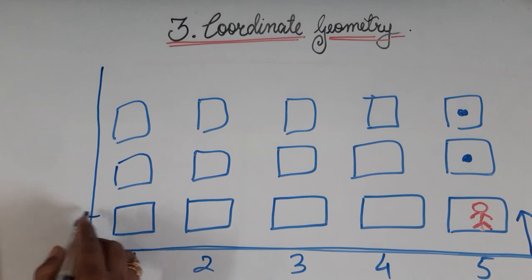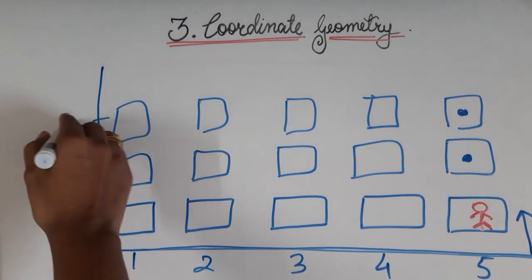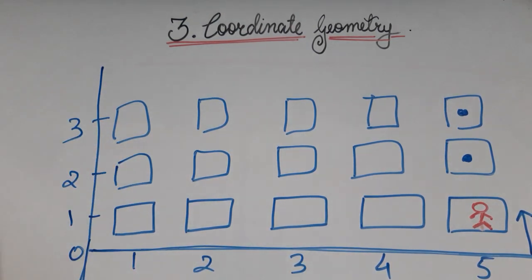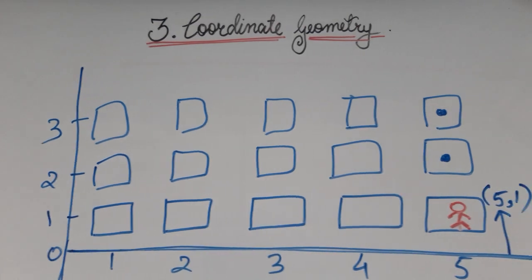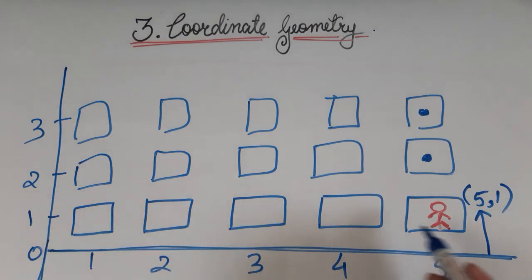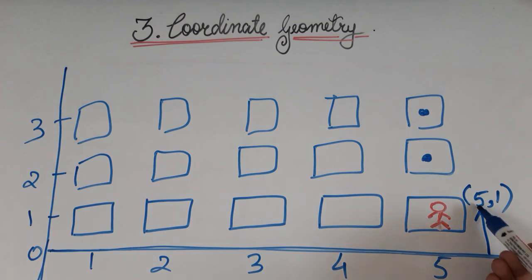So what you are actually doing is considering one more number line to give your location exactly. So what will be the number for your chair? It will be 5 comma 1. What does 5 comma 1 mean? Fifth from the wall and one place up, 5 and 1.